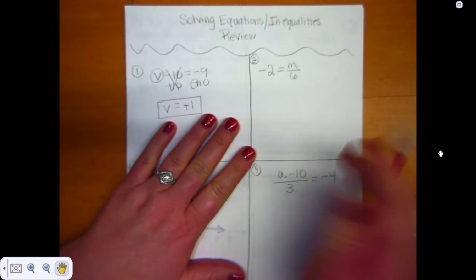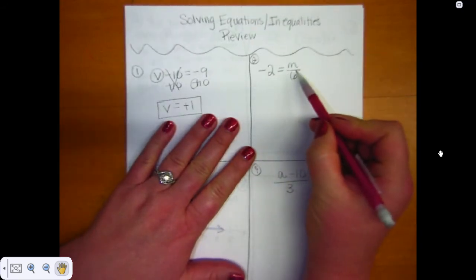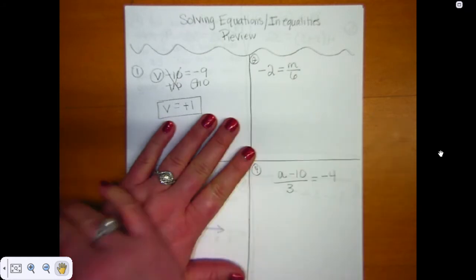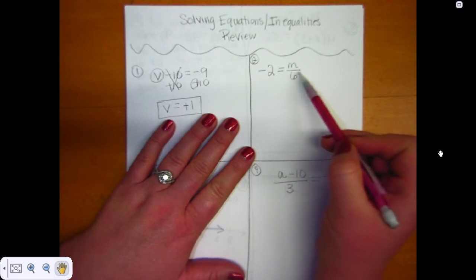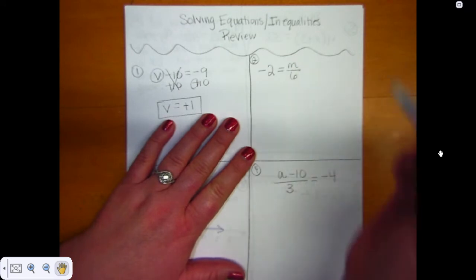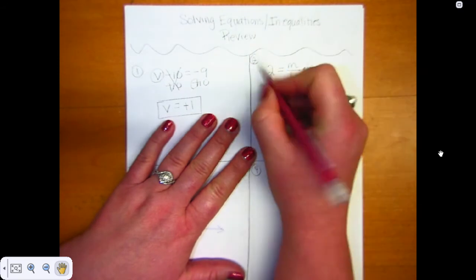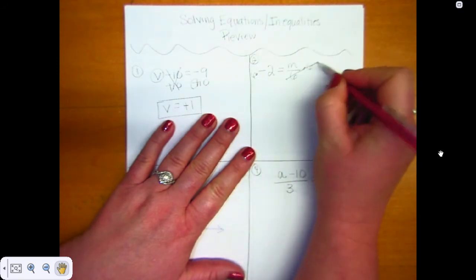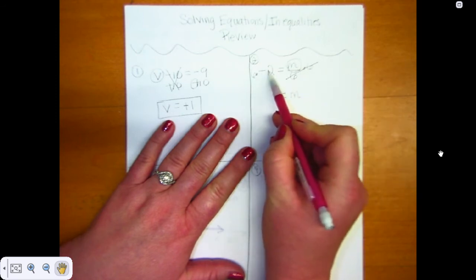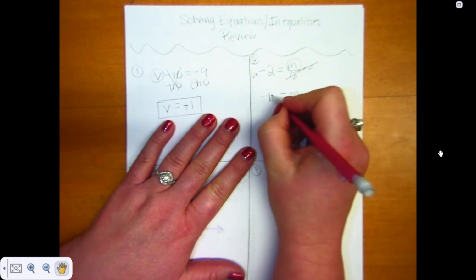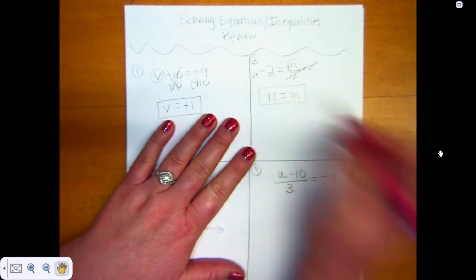Okay, let's look at number 2. We have negative 2 is equal to m divided by 6. Now, we have to get the m by itself. You're always looking to get your variable by itself. So the way to do that is always inverse operations. Right now, m is being divided by 6. So the opposite of that would be to multiply both sides by 6. These go away, and you're left with m on this side. And 6 times negative 2 is negative 12. So m is equal to negative 12.